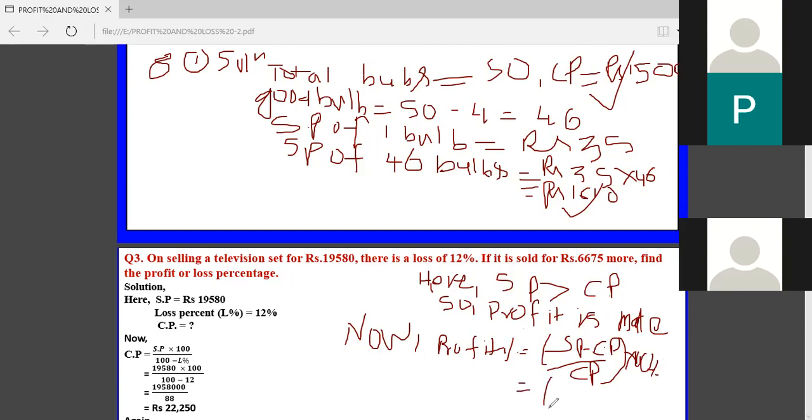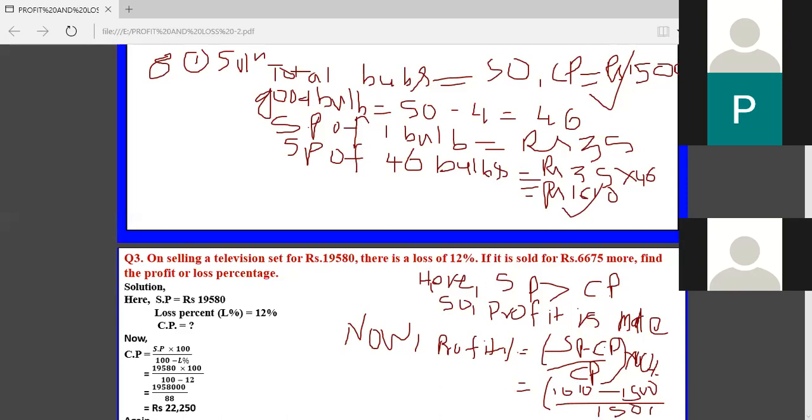What will be here? 1610 minus what will be? Minus 1500 upon 1500, into 100%. Okay, don't be confused here. This is 1500 by what will be here? 1500, right?